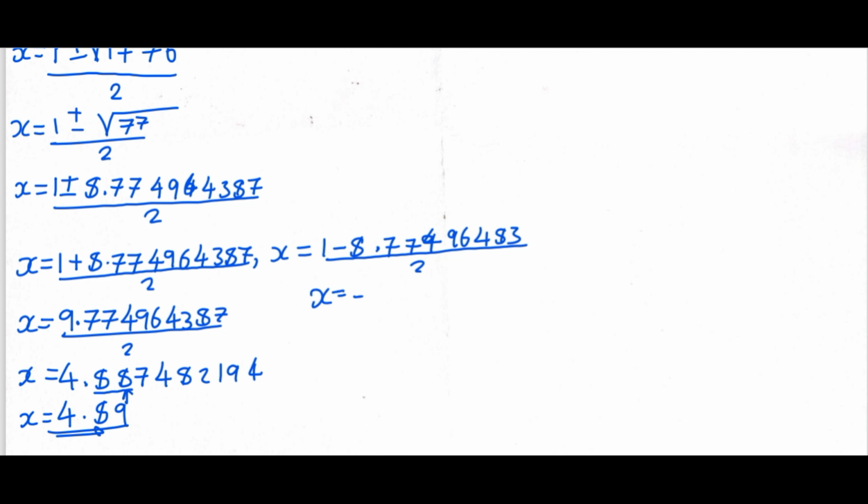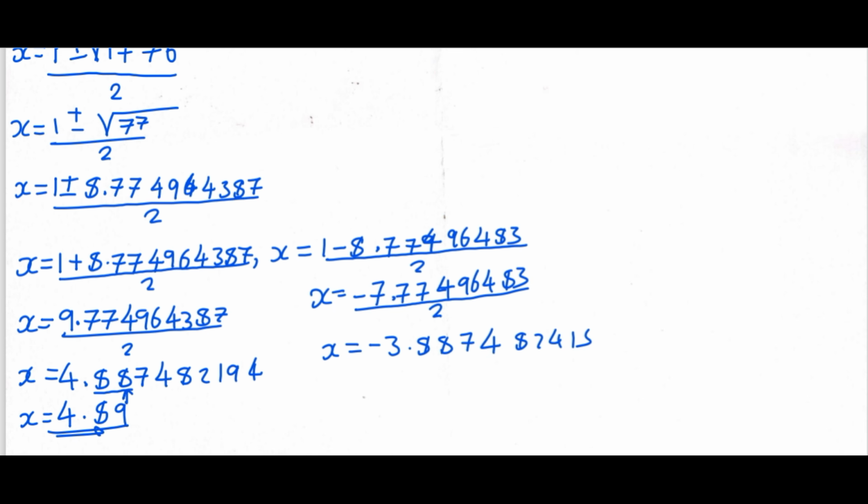Now let's do the other one. So 1 minus this will give us negative 7.774964387 divided by 2. Then let's do that mathematics. I'm getting negative 3.88748241. So our x will be negative 3.89.